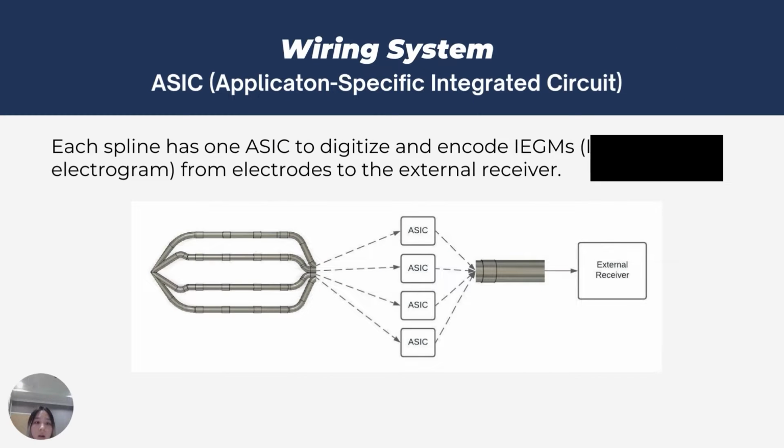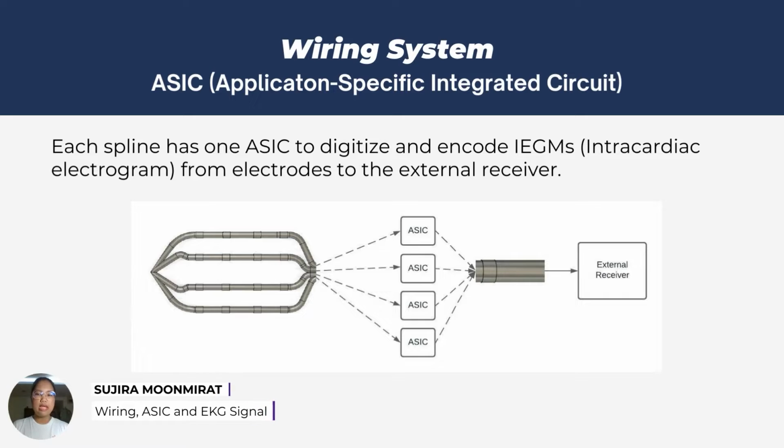And next is the wiring system. For the wiring system, we use an ASIC at the end of each spine to digitize and encode the intracardiac electrogram, or IEGM, from the electrode to the external receiver for image processing.